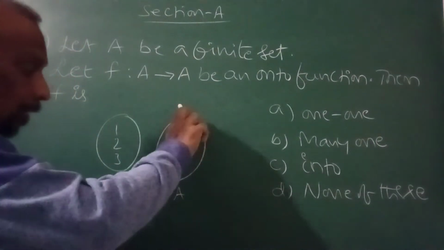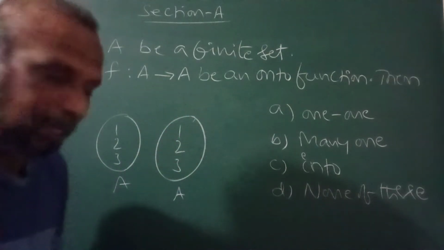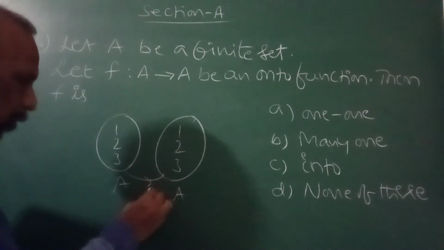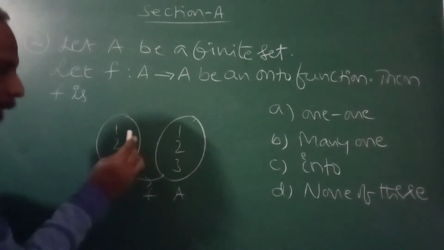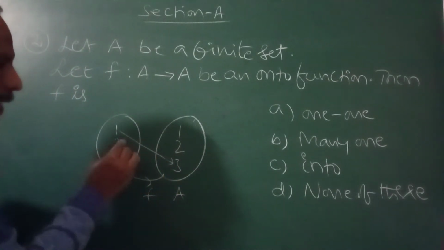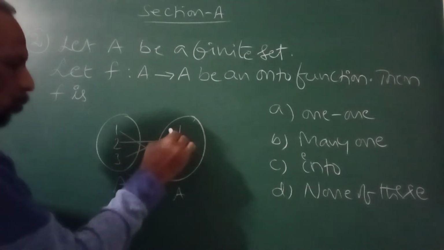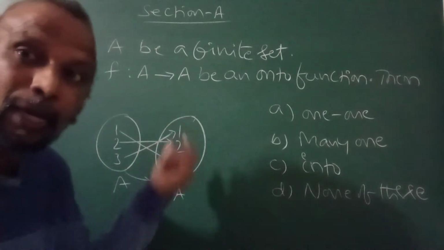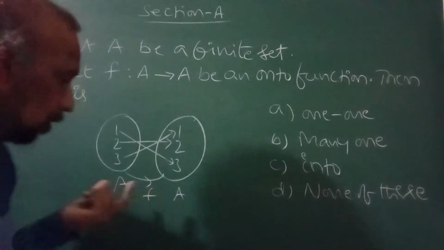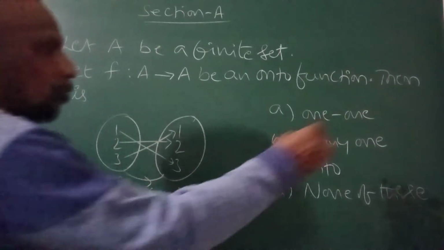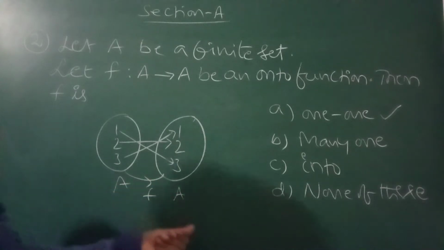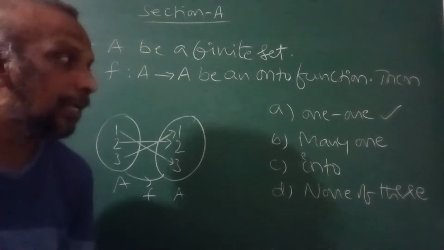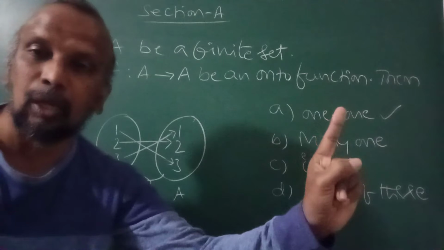Onto means every element of the codomain should be connected. This is a function from A to A, and every element should be connected. I cannot connect two elements to the same one, because every element should be connected. Since it is an onto function, we have only one chance: it should be a one-one function. Since both are the same set A to A, and since it is onto, definitely it should be one-one. There is no other option.